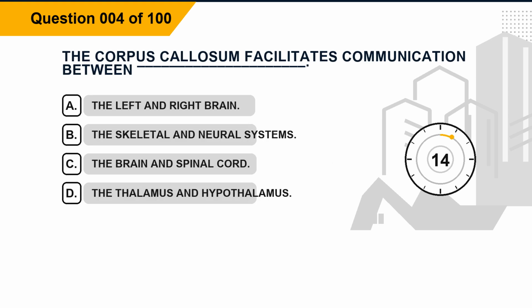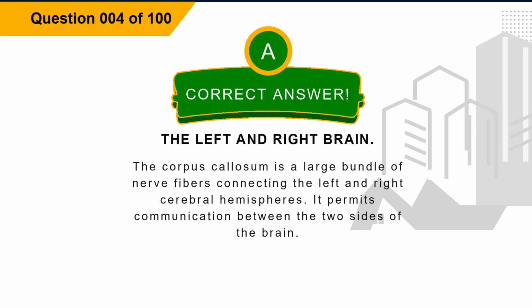Question 4. The corpus callosum facilitates communication between blank. Option A, the left and right brain. Option B, the skeletal and neural systems. Option C, the brain and spinal cord. Option D, the thalamus and hypothalamus. The correct answer is option A, the left and right brain. Explanation. The corpus callosum is a large bundle of nerve fibers connecting the left and right cerebral hemispheres. It permits communication between the two sides of the brain.